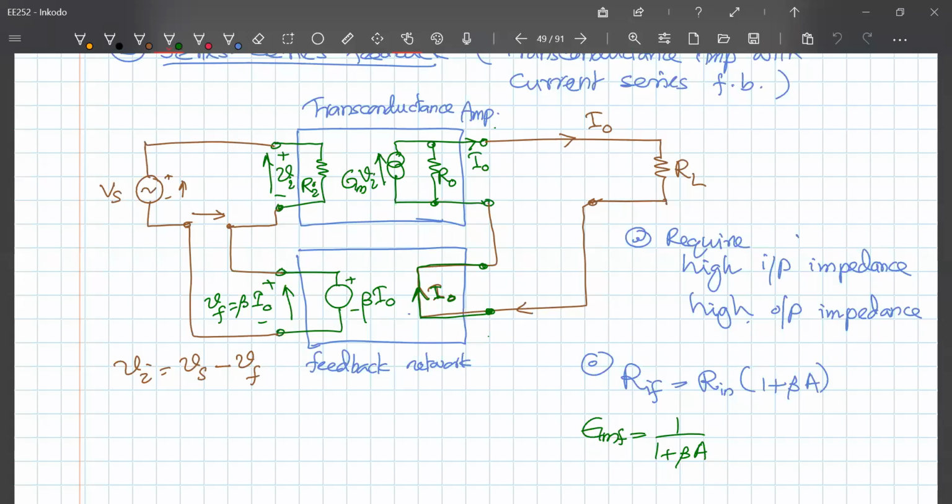Let me share my screen. So this is where... can you guys see it? See the screen? Yes, sir. Okay, thank you. All right.